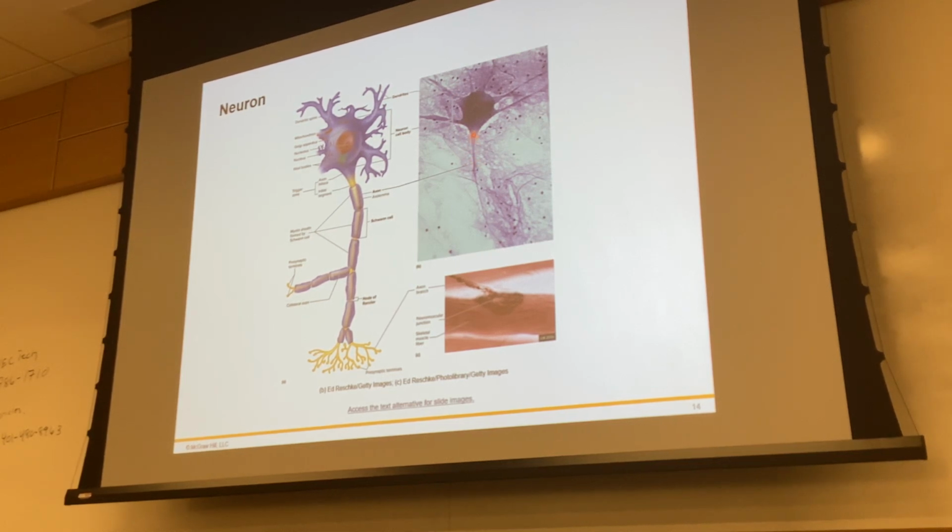If this is the axon, then this is the axon hillock, and this is where the action potential begins. So the signal, the action potential, is going to start here at the axon hillock. It's going to be sent down and to the right, in the direction this slide is drawn.